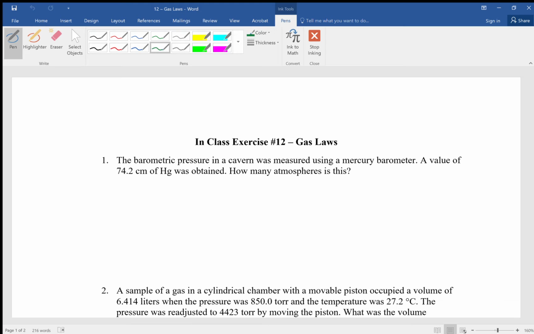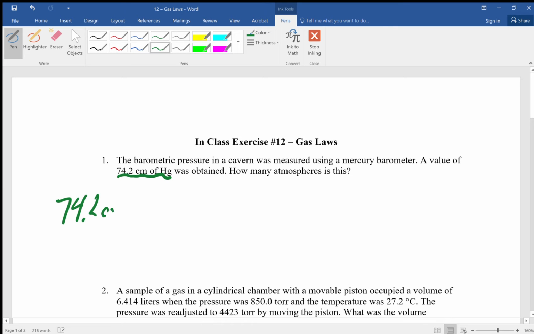So at this point, you should have worked through this set of problems on gas laws. And so let's go over them now. So we're starting here with just a fairly straightforward unit conversion question, where we have the barometric pressure was measured, and we want to convert it into atmospheres.